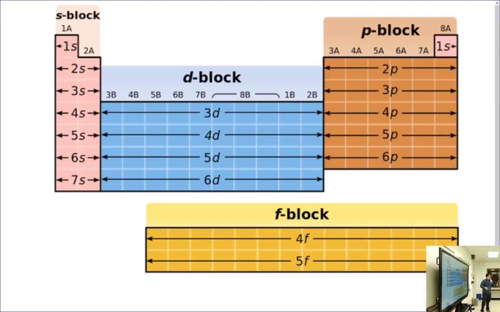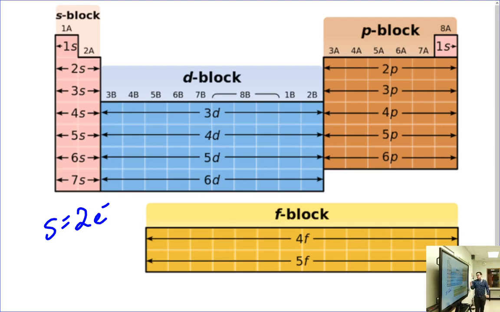As far as notes go, continuing on your notes, there are certain trends to follow. How many columns wide is the S block? 2, right? So the S block specifically holds 2 electrons.